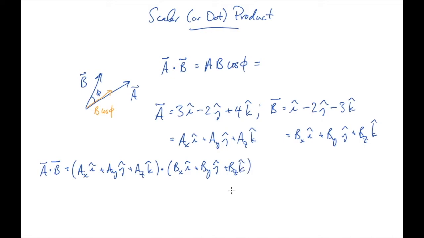Okay, so I'm going to have 9 terms in the end. I'll have this term dotted into those 3, plus this dotted into those 3, plus this dotted into those 3. I'm going to write some of these terms. The first one is going to be this term dotted into this. So I'll have ax bx i hat dot i hat. The second one's going to be this dotted into this: ax by i hat dot j hat. And then I'll have this dotted into this.